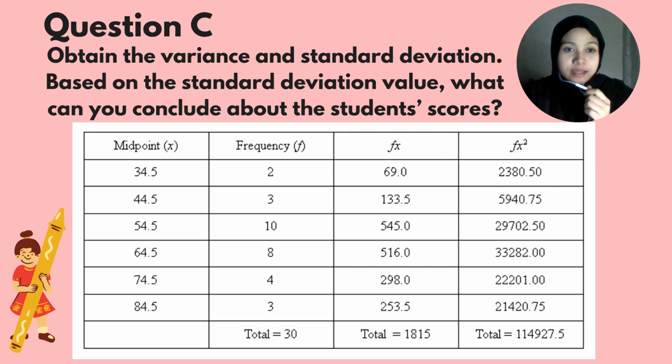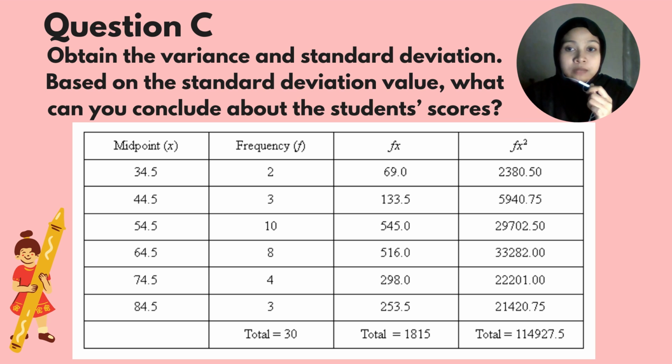Okay, so hi everyone, my name is Aina and I'll be explaining question C. For question C, we have to obtain the variance and standard deviation. Based on the standard deviation value, what can you conclude about the students' scores? So for this question, we have to find the variance and standard deviation. And to find the standard deviation, we have to find the variance first.